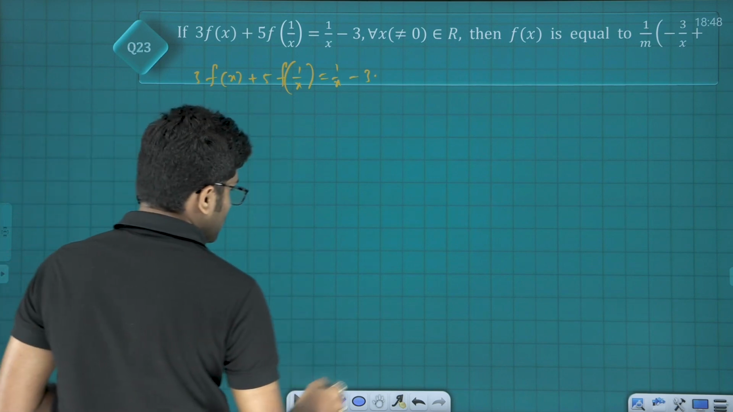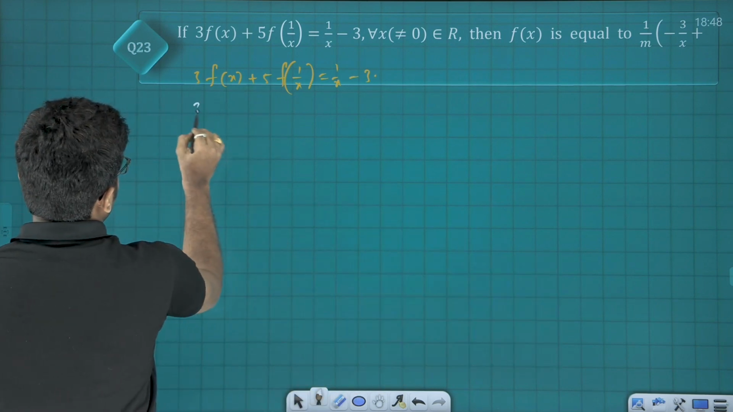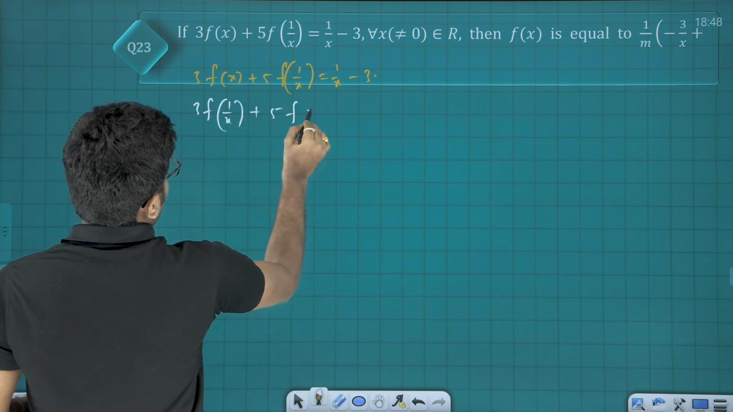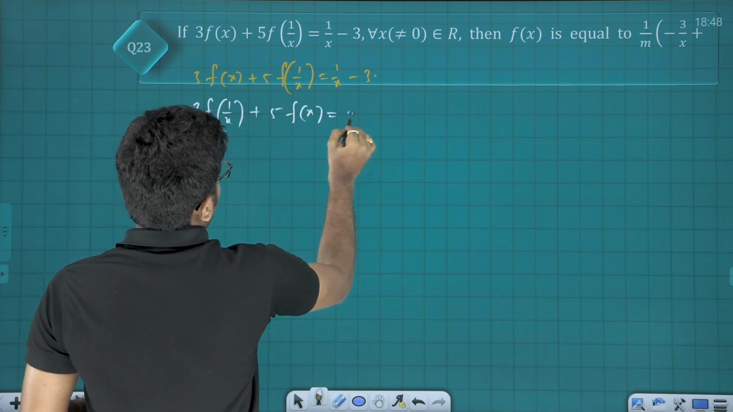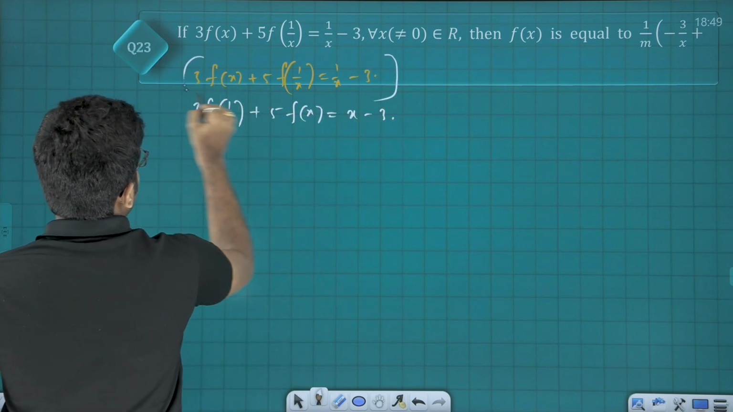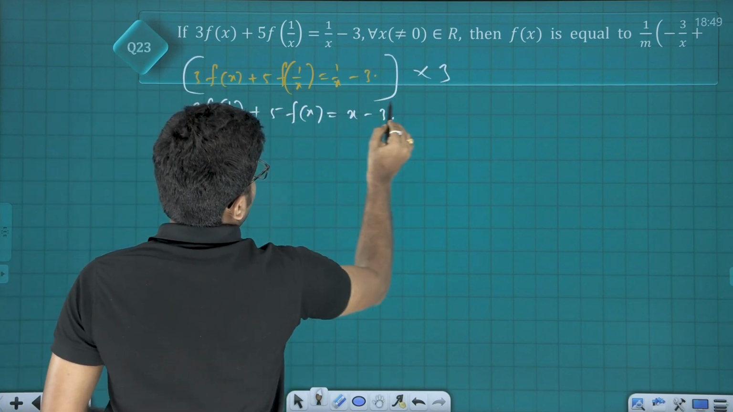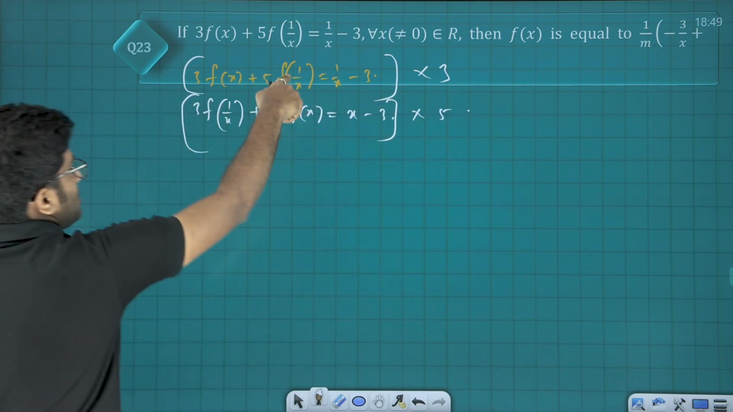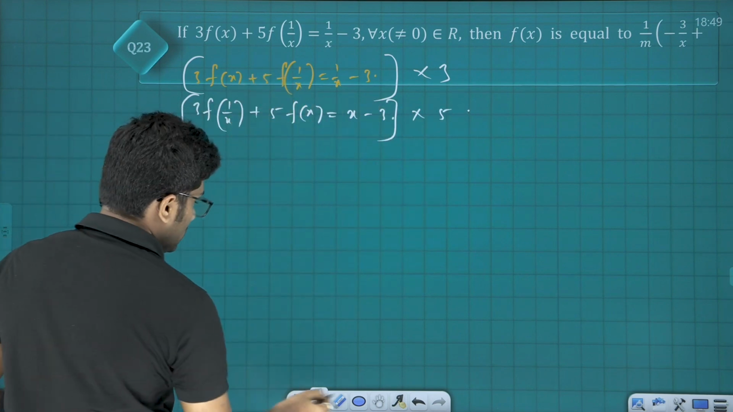Replace x with 1 by x on both sides. So 3 times f of 1 by x plus 5 times f of x is equal to x minus 3. Now let's do one thing. Let's multiply the first equation by 3 and the second equation by 5. Why? To eliminate this f of 1 by x part. Then what we get?